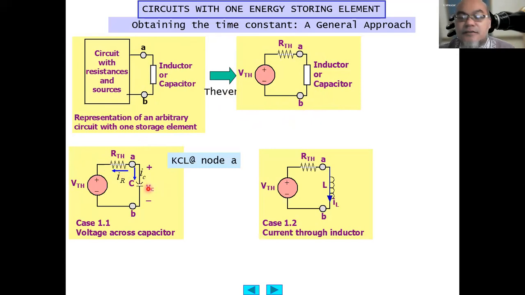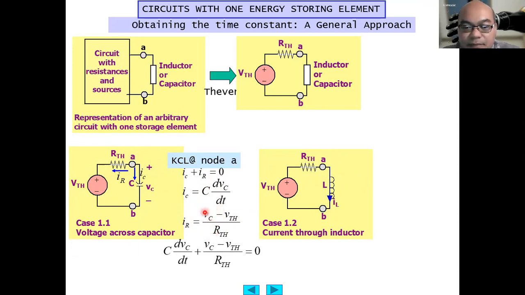So from here, you can use Kirchhoff's current law at node A. Similarly also in case 2, the current through the inductor. For the case with capacitor, KCL at node A, we obtain IR plus IC equals 0. IC equals C dV/dt, the differential form of the capacitance law, and IR equals VC minus VTH divided by RTH.